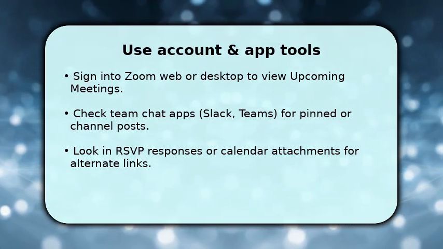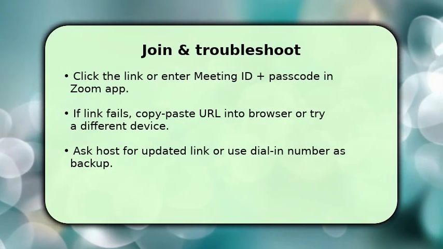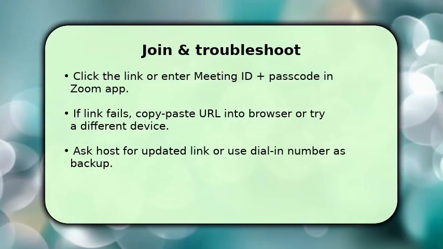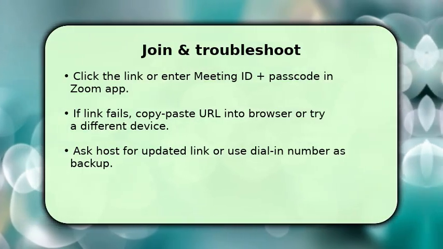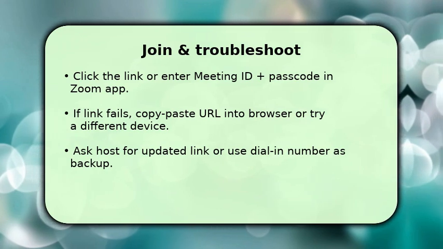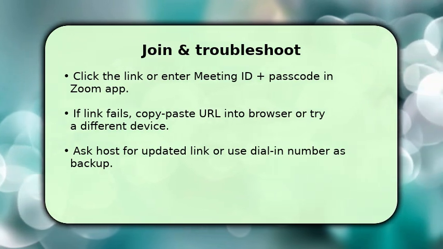When it's time, click the link or open Zoom and enter the meeting ID and passcode. That's the fastest route. If the link fails, copy and paste the URL into a browser, clear cache, or try joining from your phone as an alternate device.